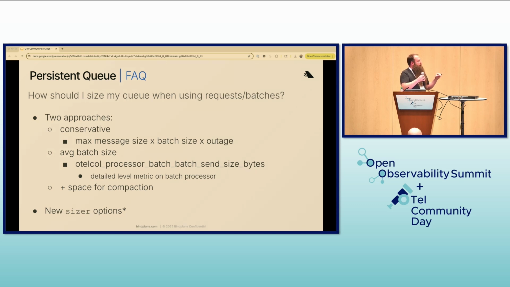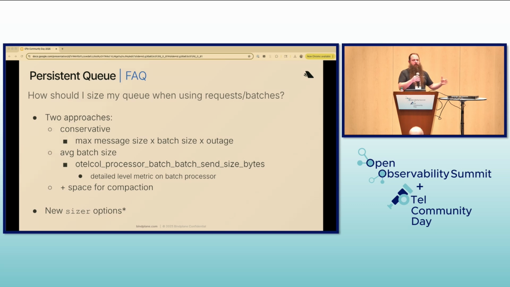The other thing that I would like to call out, and I feel like this is a little hidden. A lot of this can be hidden in the docs, but I feel like this one's really hidden. There is actually a detailed level metric in the batch processor that can give you the batch send size in bytes. So you have to enable detailed metrics, but that will allow you to track the size in bytes of your batches. So from that perspective, you could then get a much better sense of, on average, how large are your batches, right?